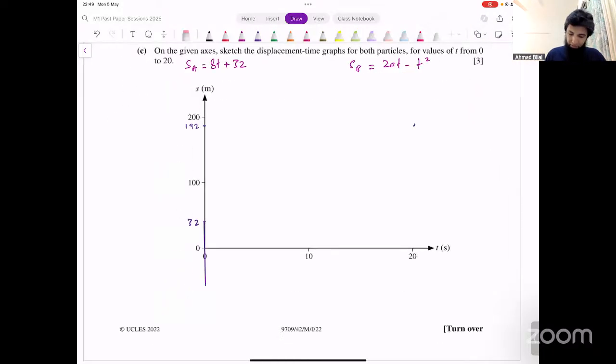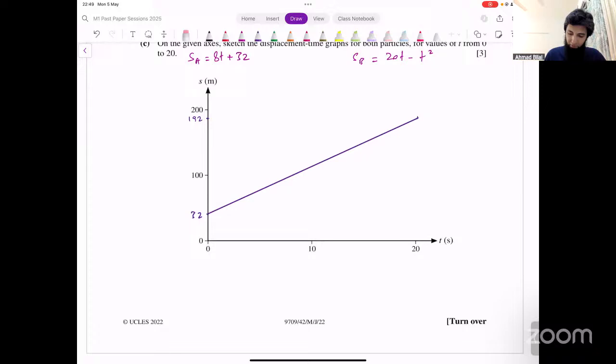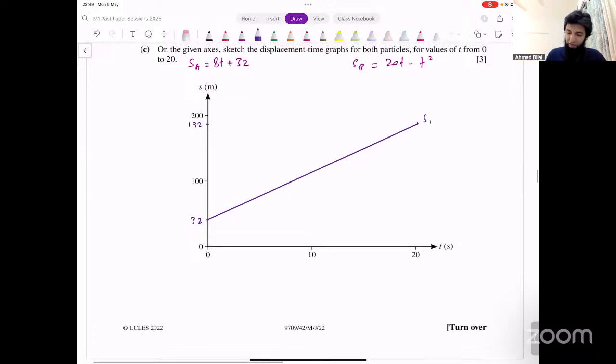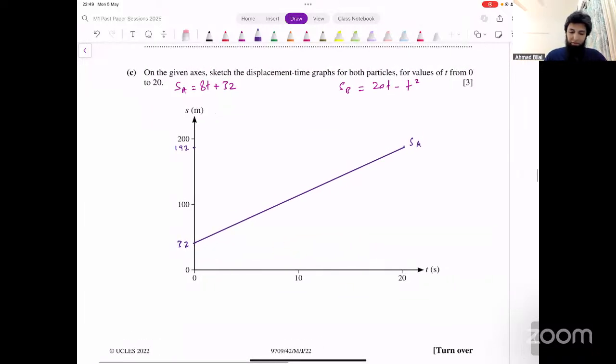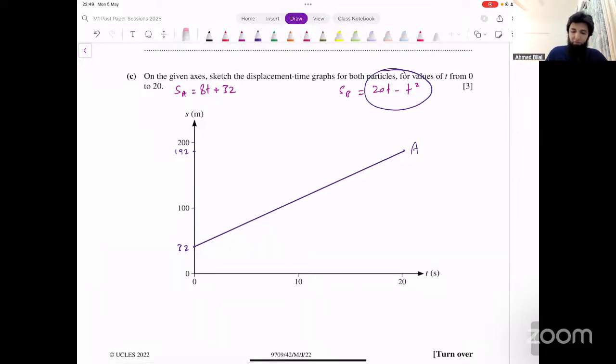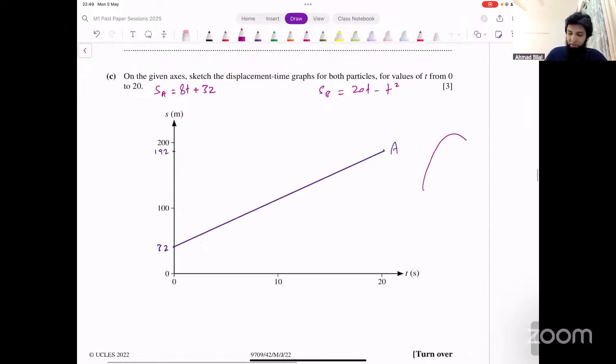And that's the graph of the first function. This is displacement of A. What about displacement of B? That's a quadratic function. And what's the shape of this quadratic function? It's an N-shaped graph. It's going to look like this.